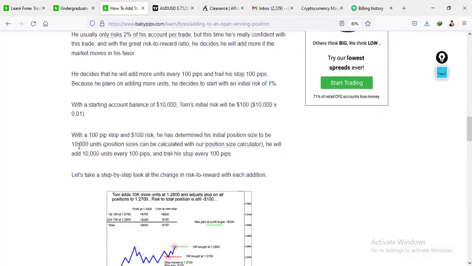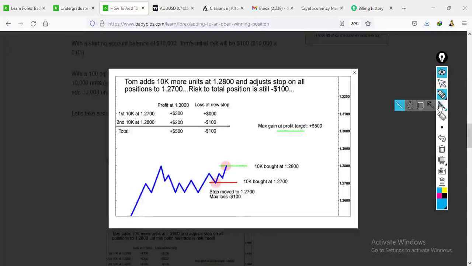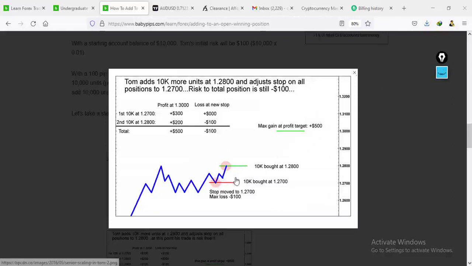Okay, so he has predetermined his initial stop loss and calculated all the units and everything in place. Now let's see how the market turns out. Now the market pushed over 100 pips in favor of Tom. Tom moved his stop loss from 1.2600 to break even, and added another position at 1.2700. He has already locked in $100, right? So now let's see what happened after he added another position of 100k units.